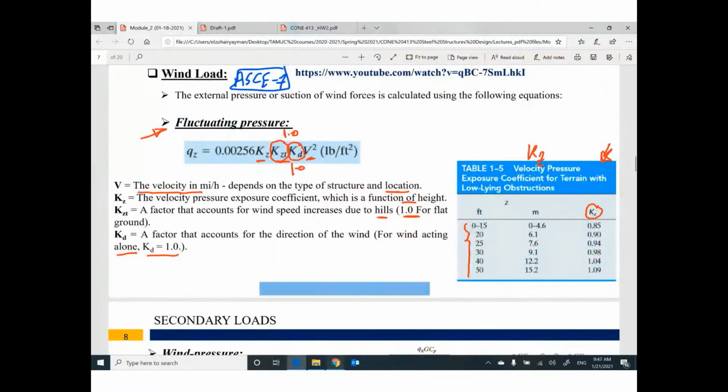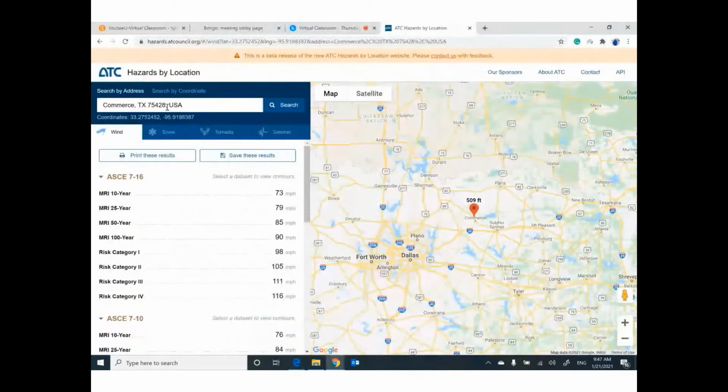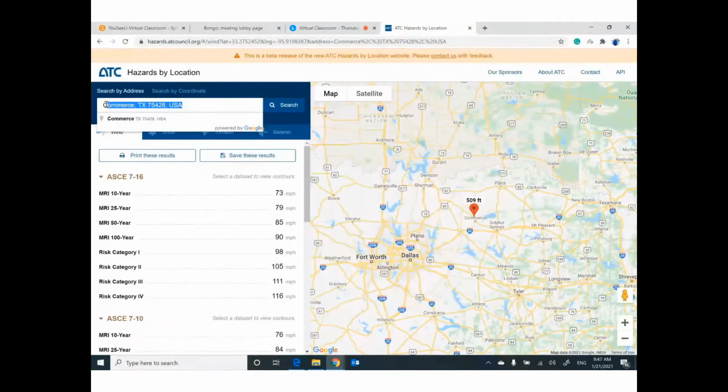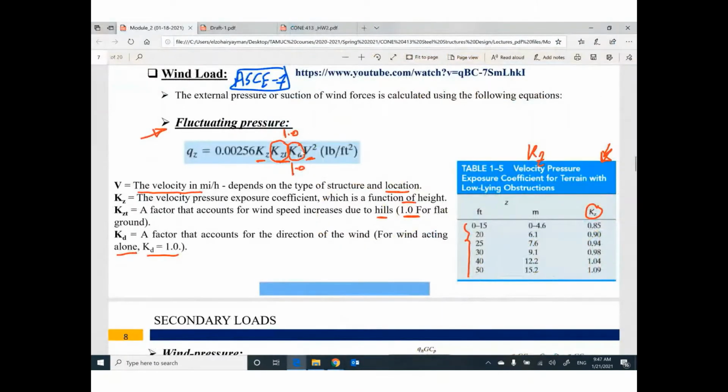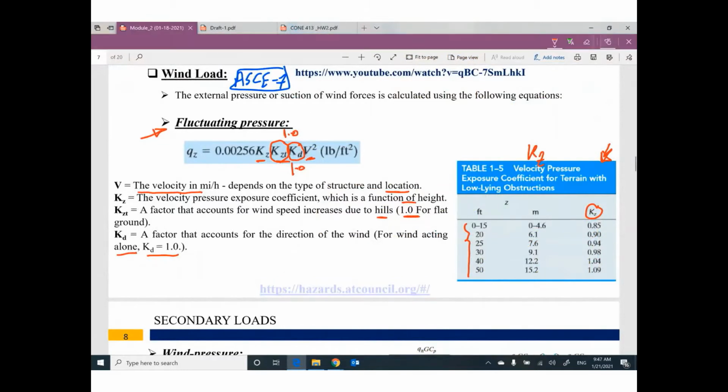Location of the building, you need to put where is your building, which city, which location, so I can give you a value for the velocity. So if you are looking for what is the value of V, you need to use this link and define where is the building and what is the risk category based on the type of the structure. This link can give you the velocity in miles per hour.